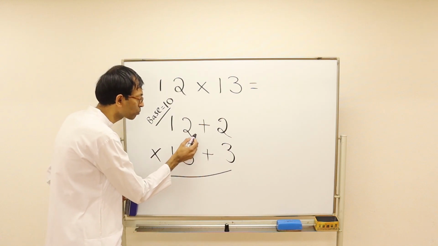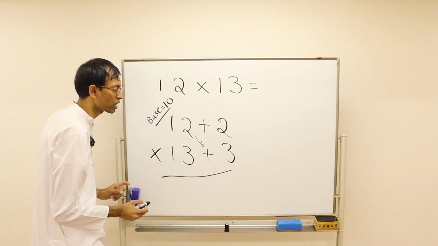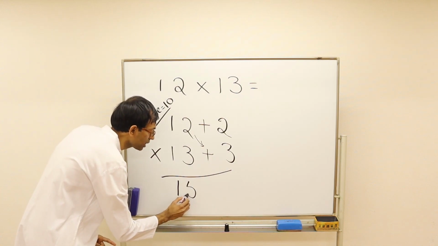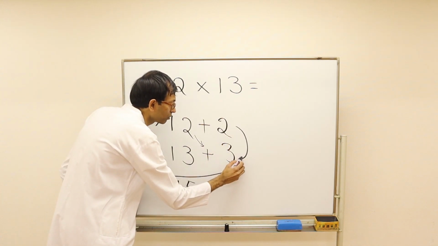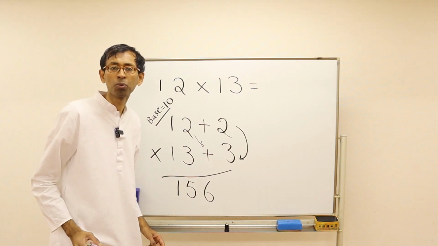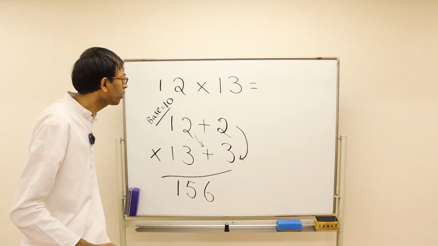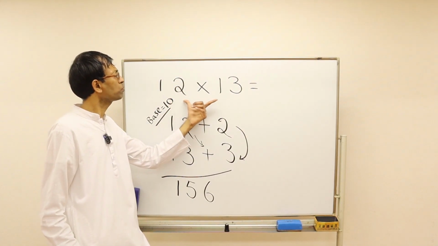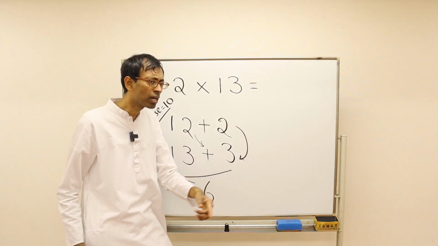And then the first part of the answer is the diagonal calculation. 12 plus 3 is 15. And the second part of the calculation is 2 times 3, which is 6. Wow, that's all. Okay, instead of doing all this stuff, just by looking at this problem, can you say the answer?